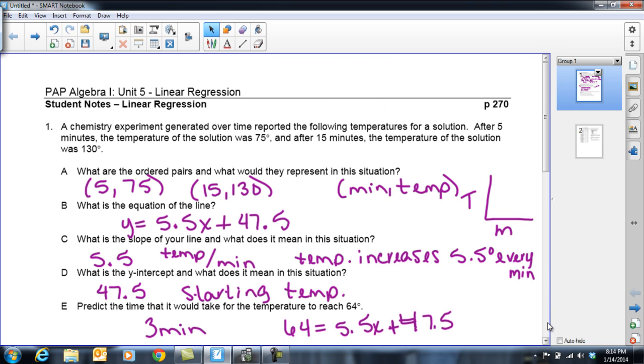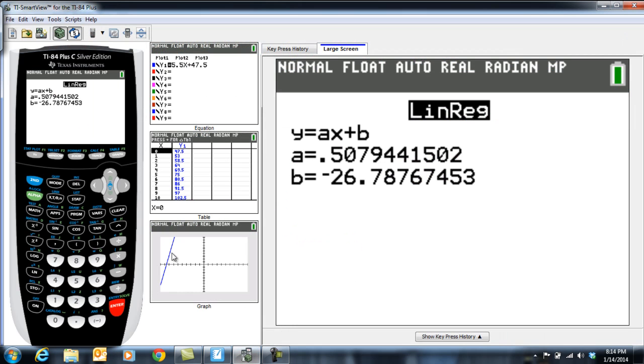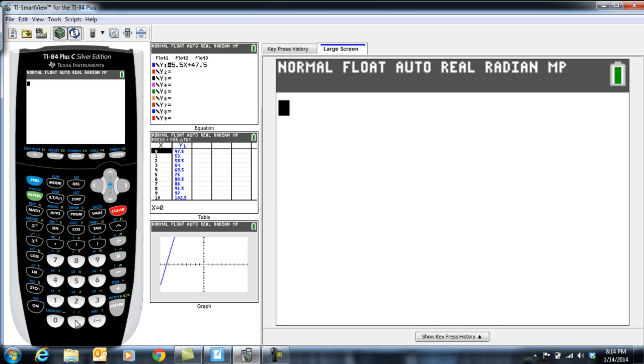So, back here to our equation. We're plugging in our x value of 240 into this equation. And then we're going to go back to our calculator and we're just going to type this in and have us do it. So we're already at the screen. You can hit clear if you want to, or you can just leave it. It doesn't matter.